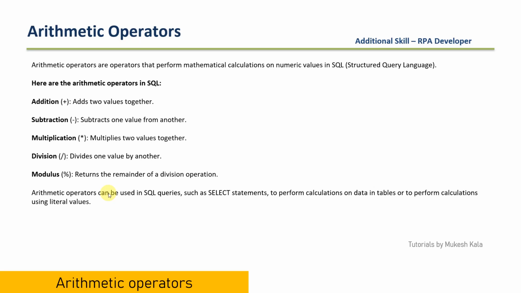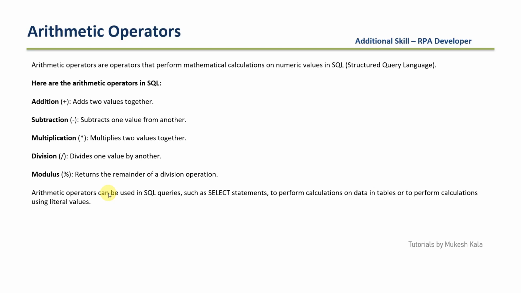Okay, coming back to my presentation, the first operator which we are going to discuss is the arithmetic operator, right? Arithmetic operators are the operators that perform mathematical calculations on numeric values, right? Simple: addition, subtraction, multiplication, division, and the mod, which gives you the remainder, right? Arithmetic operations can be used in SQL, such as in a select statement to perform the calculation, on data in tables to perform calculation, and anywhere wherever you require some output in the form of numeric values, we can use the arithmetic operators.